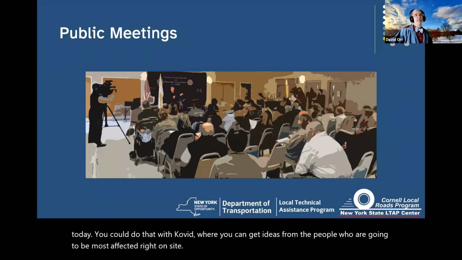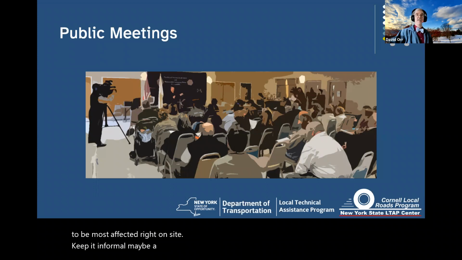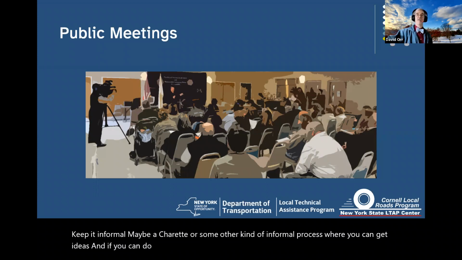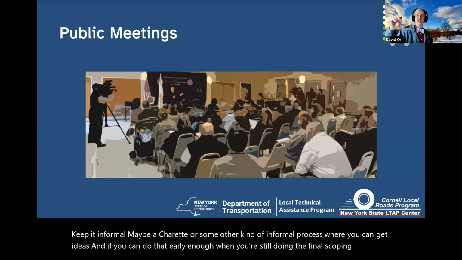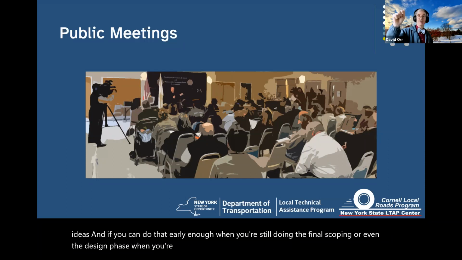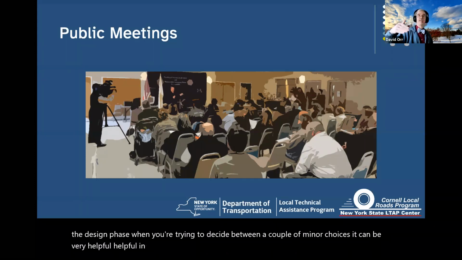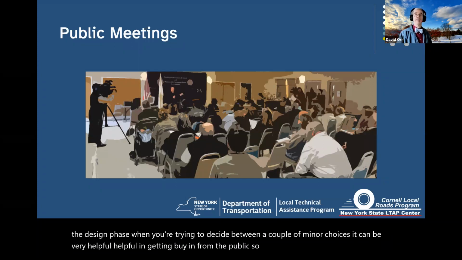Keep it informal, maybe a charrette or some other kind of informal process where you can get ideas. And if you can do that early enough, when you're still doing either final scoping or even the design phase, when you're trying to decide between a couple of minor choices, it can be very helpful in getting buy-in from the public. So keep that in mind for your public meeting process.